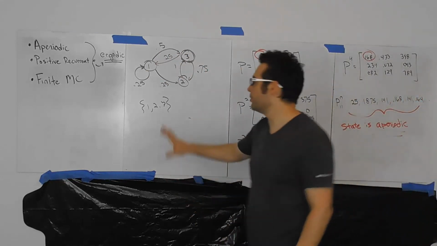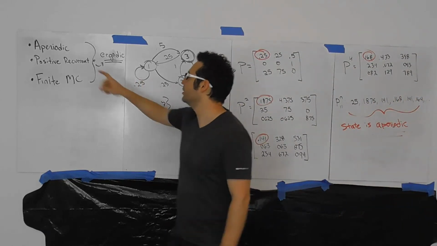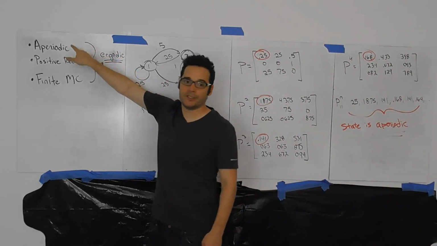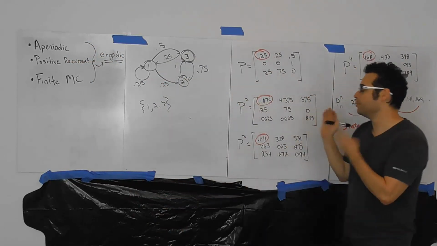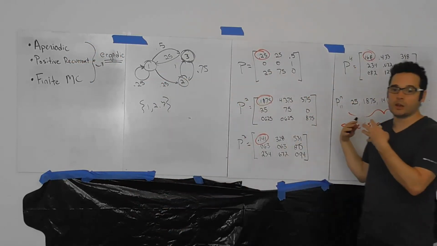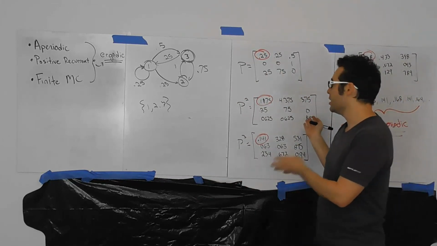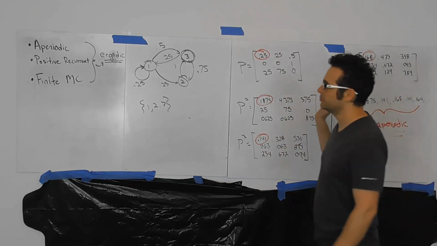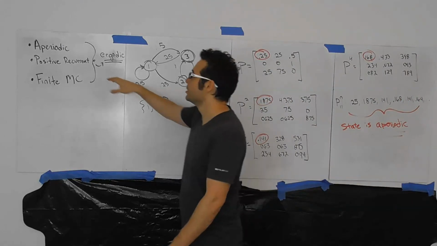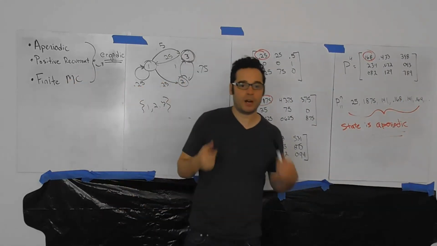All right, so that is the video on periodicity or aperiodic Markov chains, depending on how you show it. What we did here is we tried to determine what the period is. If you don't see a period, where you just see non-zero values the whole time, then you're aperiodic. All right. In the next video, we're going to talk about positive recurrence.